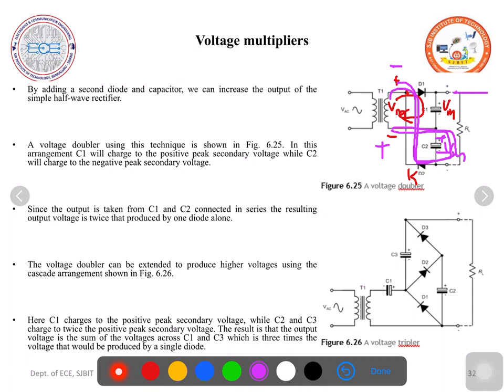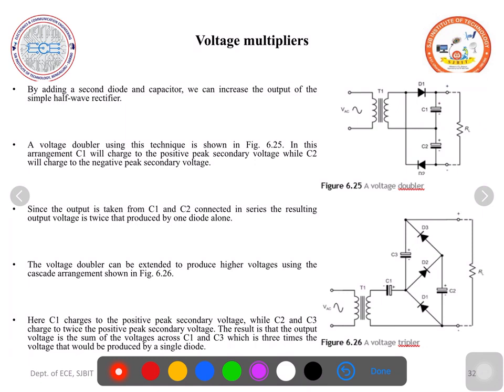If you measure the voltage across the load now, these two capacitors are in series whose maximum voltage is Vm, so totally you will get 2 Vm. So we call it a voltage doubler. Now coming to the voltage tripler circuit, the output voltage will be 3 times the maximum voltage, that is 3 Vm. Now let us start analyzing this.